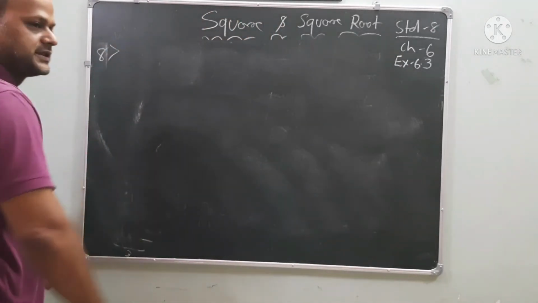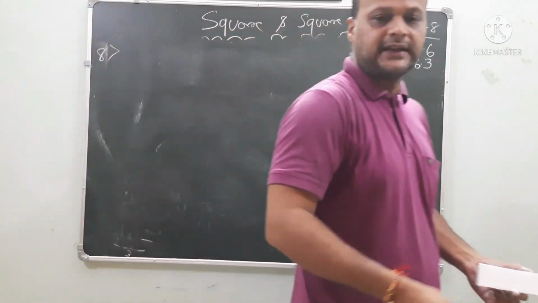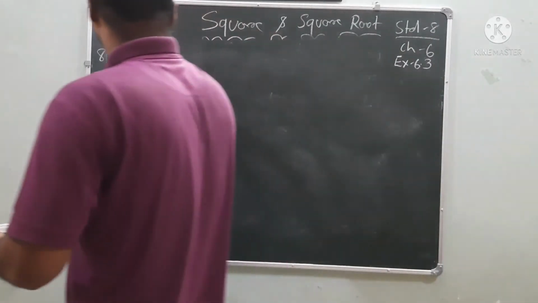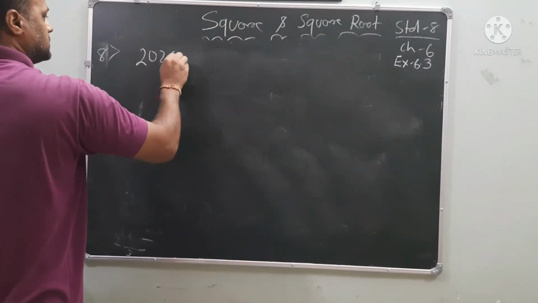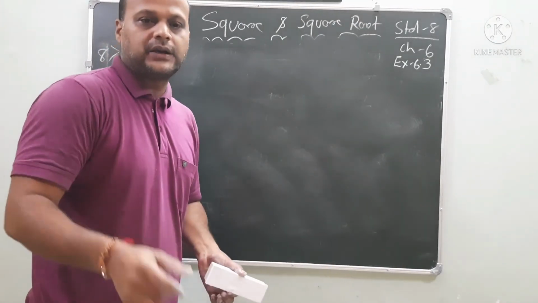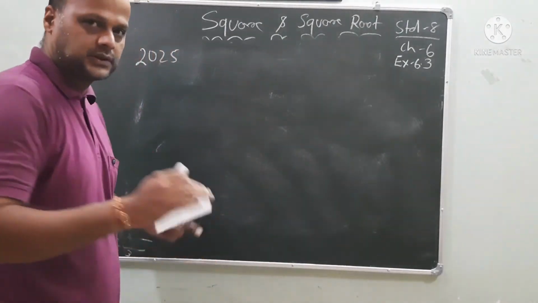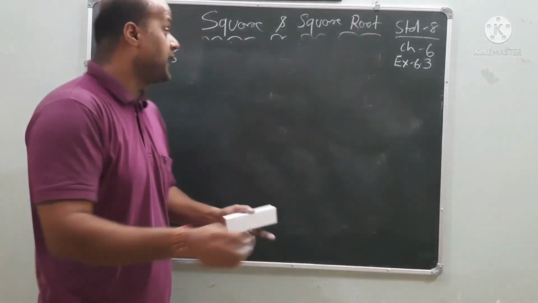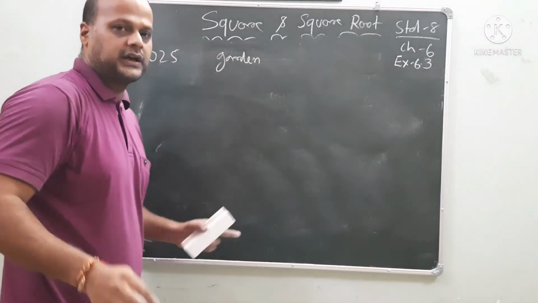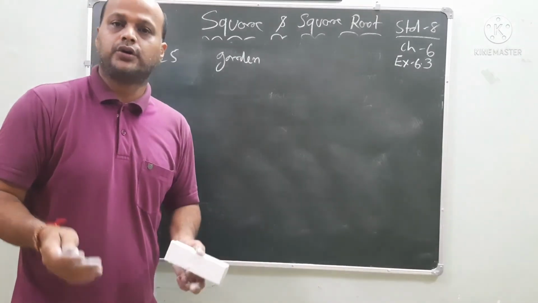Now, my dear friends, it is saying that 2025 plants are to be planted in a garden. I am not adding the questions, I will just tell you verbally.